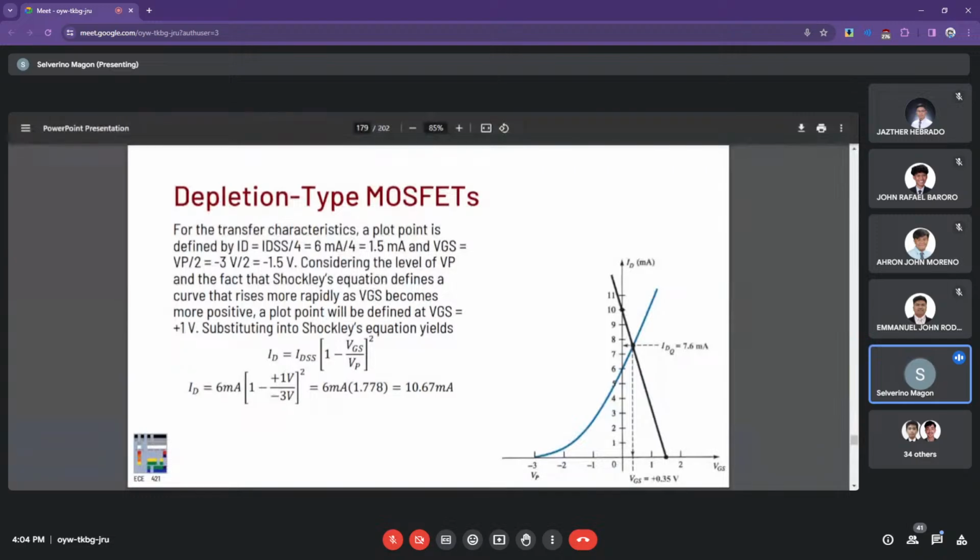Right, so again at VGS at 1.5, you have the Q point or ID at 0. And then VGS at 0, we have ID at 10 milliamps. So we can plot the load line and, solving for the intersection with the Shockley's equation, we can come up with the Q point and the values of ID and VGS at that point.